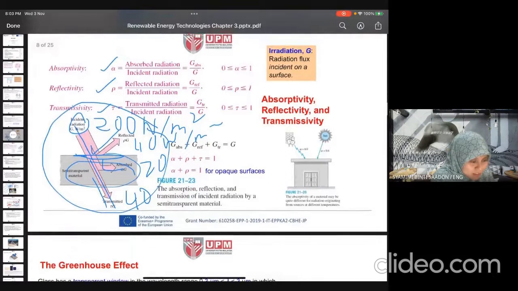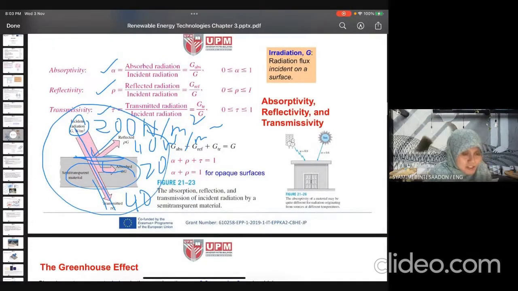Absorptivity, reflectivity, transmissivity. This is especially important when we want to apply a semi-transparent material like glass. Glass can absorb, and at the same time it can reflect back the solar radiation, and it can also transmit the radiation. So these are the parameters that we have to know when we want to choose types of materials for glazing, for example, for a building.